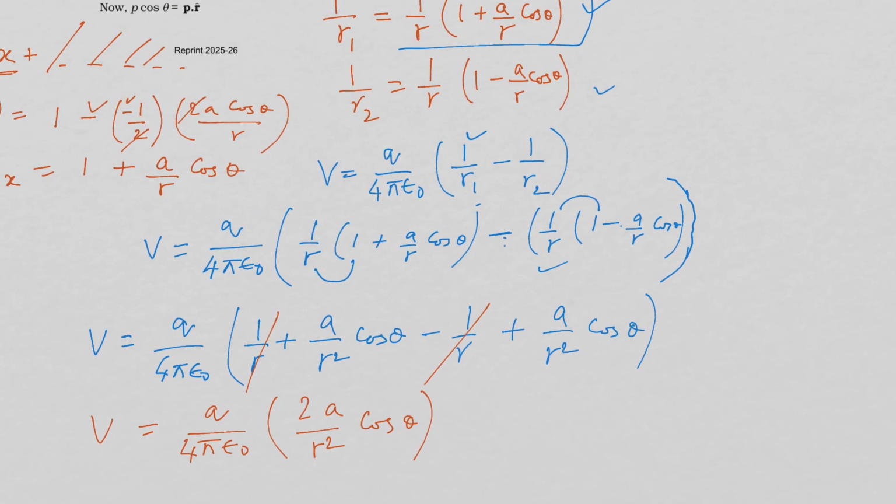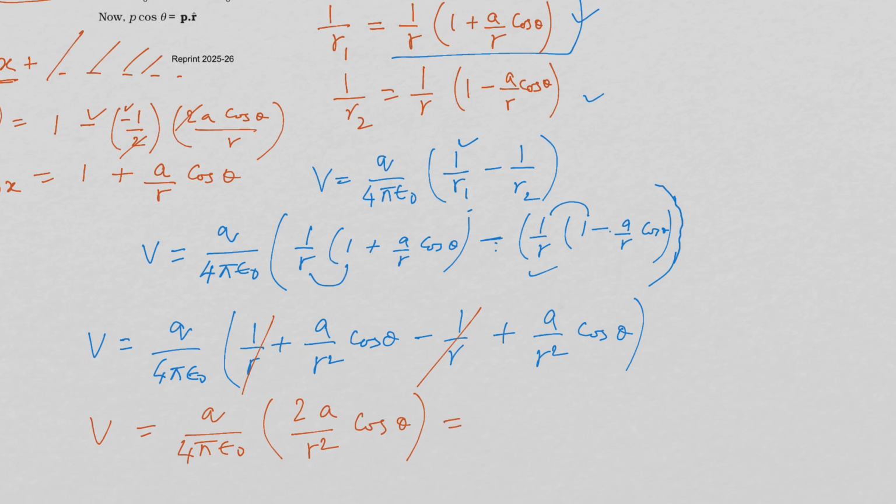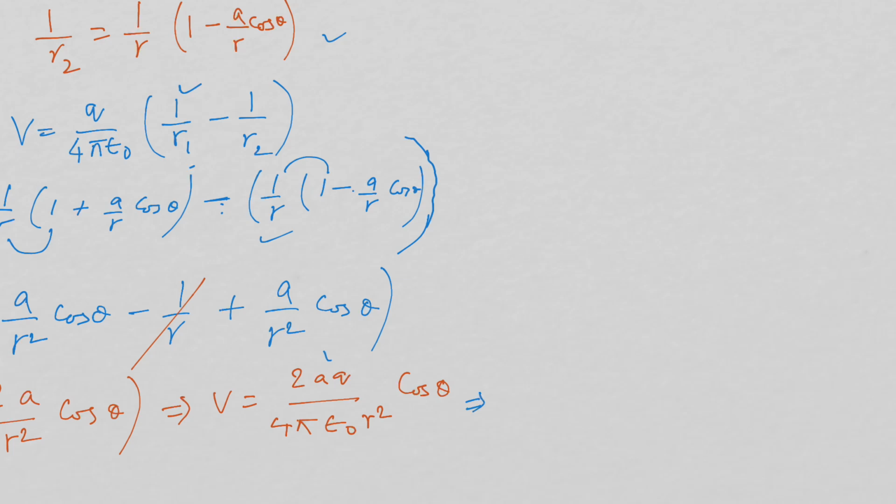Further, v is equal to 2aq by 4 pi epsilon naught r square and cos theta. And 2aq is actually our p. So this is the dipole moment. So our v is p divided by 4 pi epsilon naught r square and then cos theta.